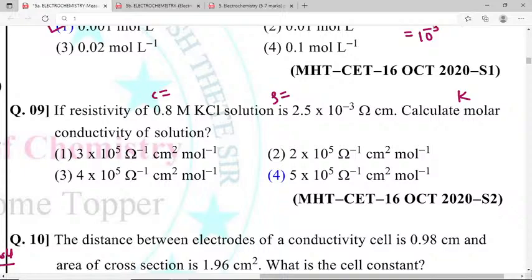So how to calculate? Concentration is given, resistivity is given. So conductivity and resistivity are reciprocal. So conductivity is equal to 1 divided by resistivity. So is equal to 1 divided by how much? 1 divided by 2.5 multiplied by 10 to power how much? Minus 3.